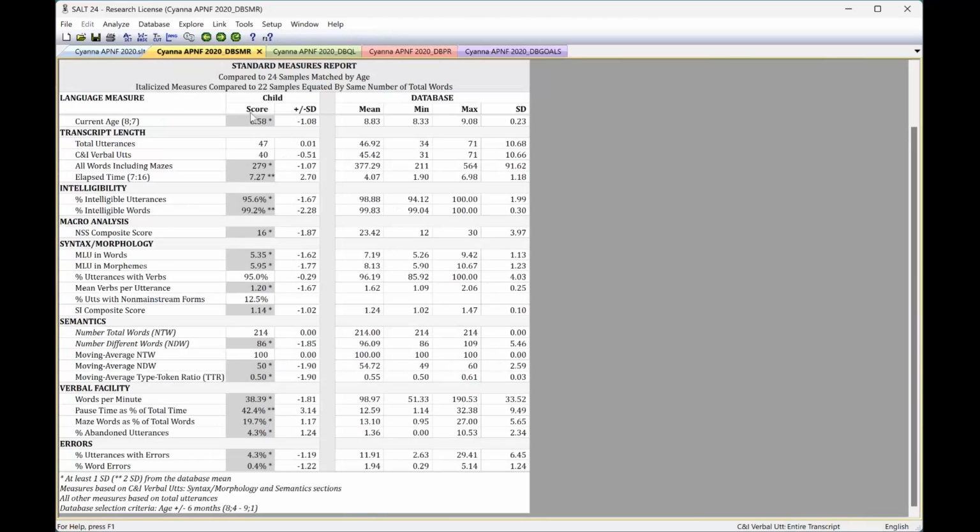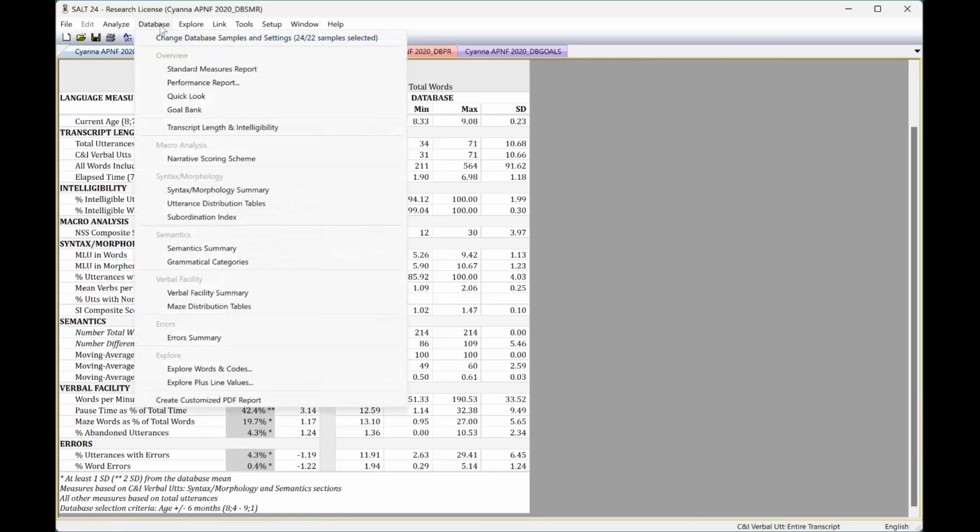Okay, so if we wanted, I'm going to go back to our standard measures report. I might want to dig down another level and look at these areas of relative challenge. One might be the verbal facility. So if I go into my database and go to the verbal facility section, I'm going to hit the verbal facility summary.